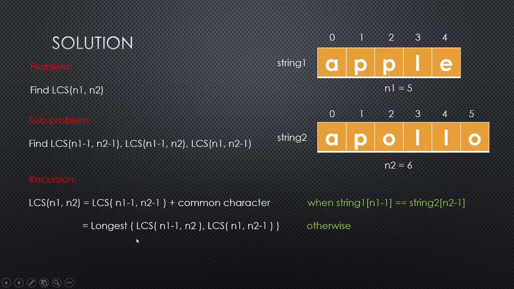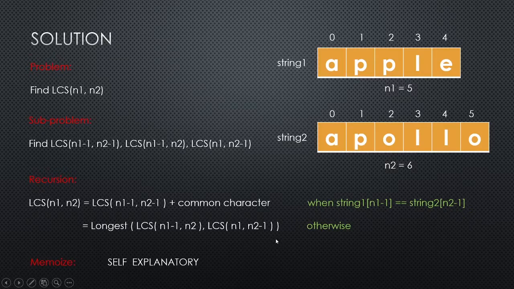And for the second part, when you see that these two are not the same, then in that case you decrement one index of n1 and keep the n2 the same and find out the LCS of them. You do the same by decrementing n2 instead of n1, and you calculate the LCS of those two substrings, and then you take the longer of the two, because you have to find the longest common subsequence.